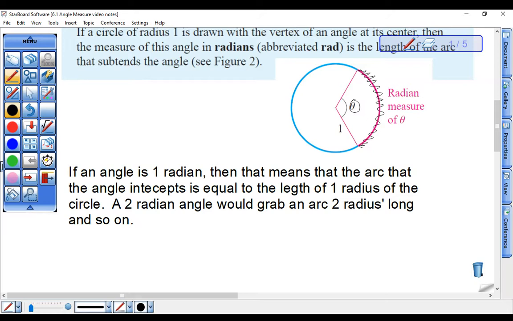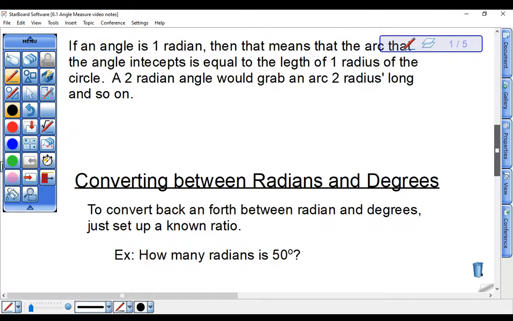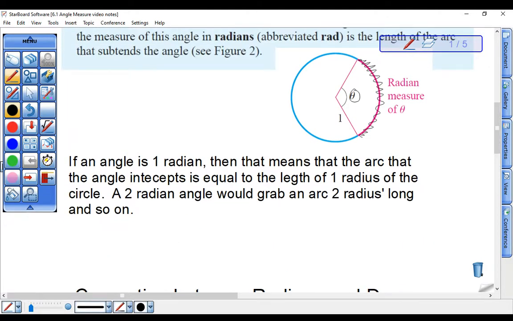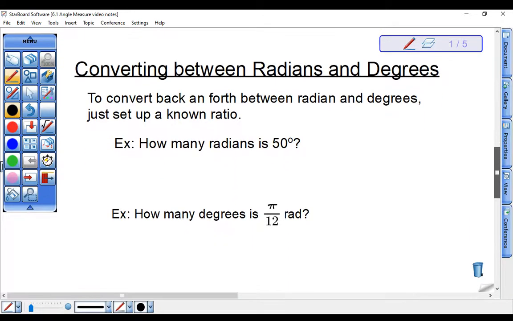If I have a circle that's got radius 2, then the arc that 1 radian grabs would be a 2 radius long arc, and so on and so forth. So there you go. That's what a radian is. So now we can talk about angles in terms of both radians and degrees.